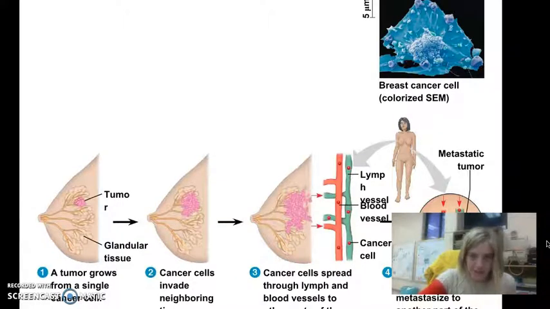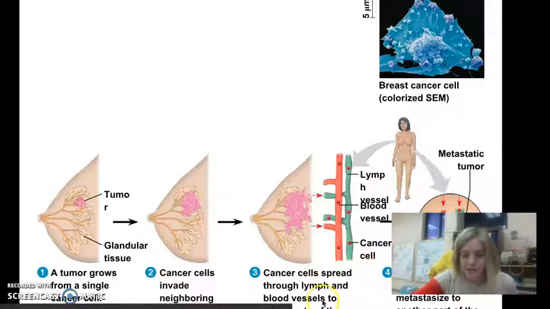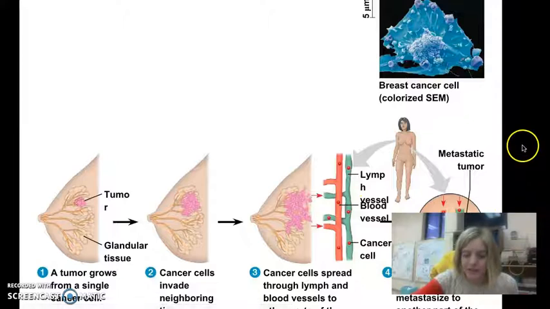This is an example of a breast cancer tumor, and once it's metastasized, you can see the tumor may have traveled, and usually that happens through either the circulatory system, blood vessels, or the lymph nodes.